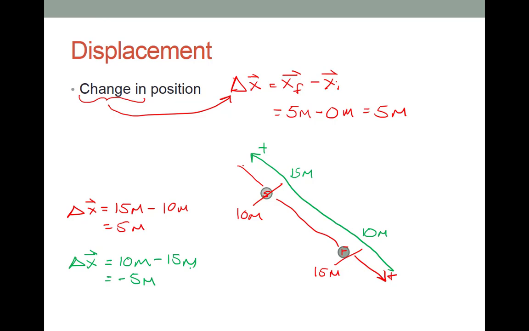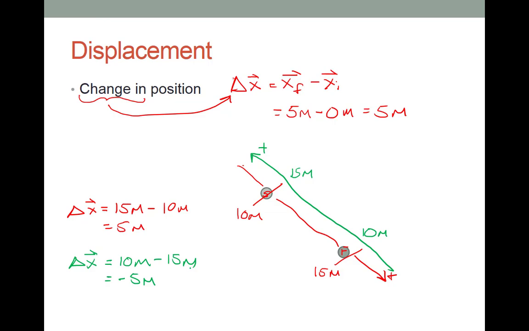Well, the number is the same. The magnitude of the displacement is the same. I get 5 meters either direction, but now I have a minus sign that's different. That minus sign is telling me about direction. And anytime you see a positive or a negative sign associated with a vector quantity, you should think, that's telling me about direction.